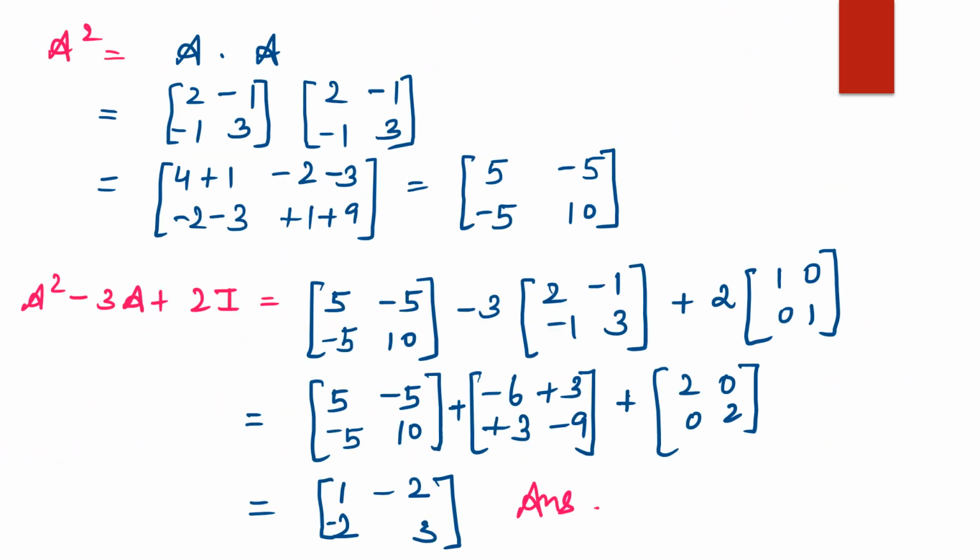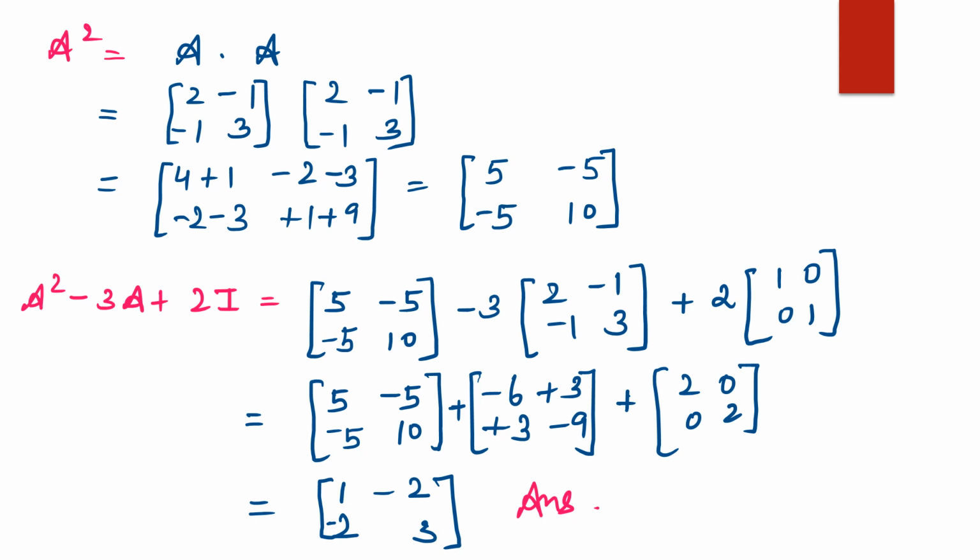Now A square, first you have to find A square. A into A, that is 2 minus 1 minus 1 3, 2 minus 1 minus 1 3, which will give you the answer as 4 plus 1, minus 2 minus 3, minus 2 minus 3, 1 plus 9, that is 5 minus 5 minus 5 10. Now we will do A square minus 3A plus 2I, that is scalar multiplication. 5 minus 5 minus 5 10 minus 3 into 2 minus 1 minus 1 3 plus 2 into identity matrix, that is 1 0 0 1.